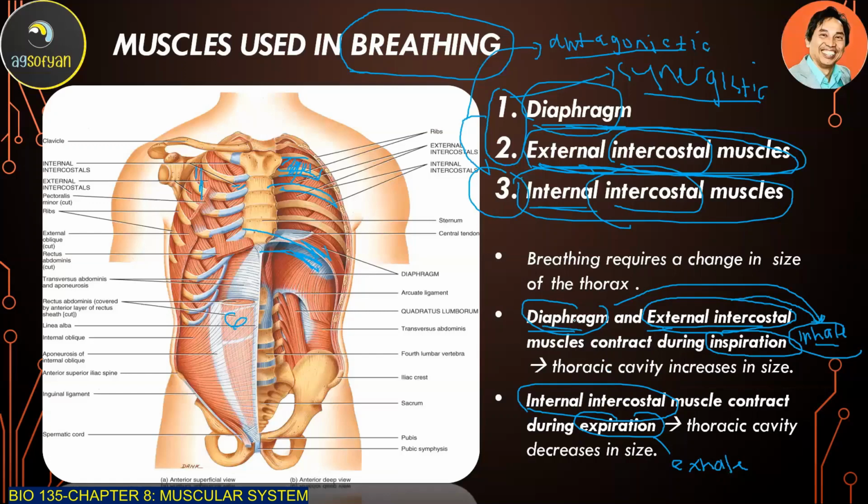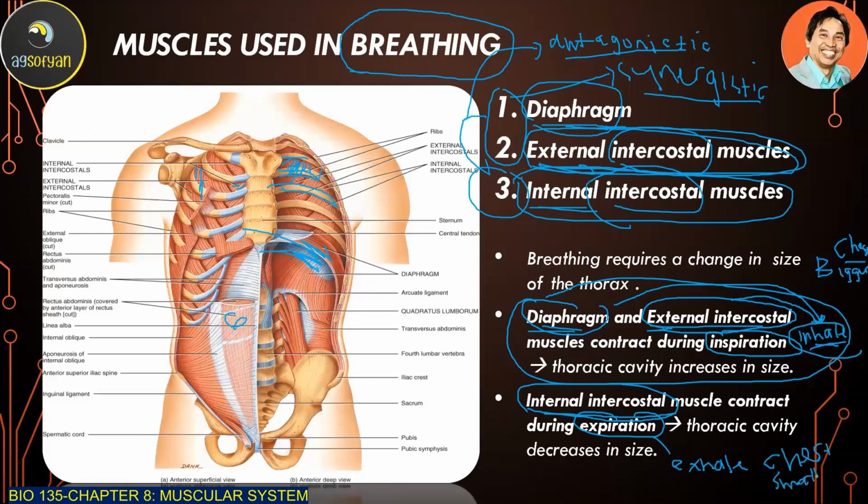Now, what actually happens when we contract these muscles during inhalation? When we contract the diaphragm and external muscles, the thorax, the chest, will be bigger. When the chest is bigger, it is ready to receive more air from outside. Therefore, we perform inhalation. Now, what happens when the internal intercostal muscle contracts? It will actually push the chest. The chest will be smaller.